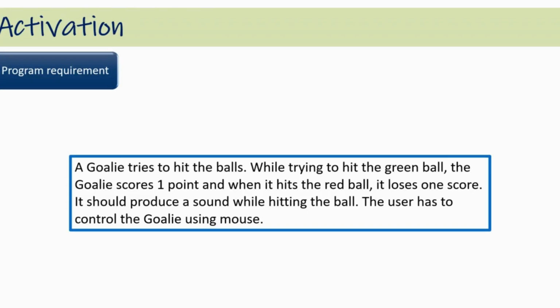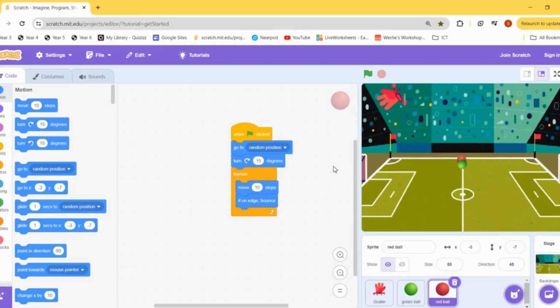So here, what is the next thing? Yes, when it hits the green ball, the score increases by 1, and when it hits the red ball, the score decreases by 1. So to create a score, we need to create a variable. Now again, please make sure which sprite you have selected. Red ball. The score is not for the red ball, it is for the goalie, right?